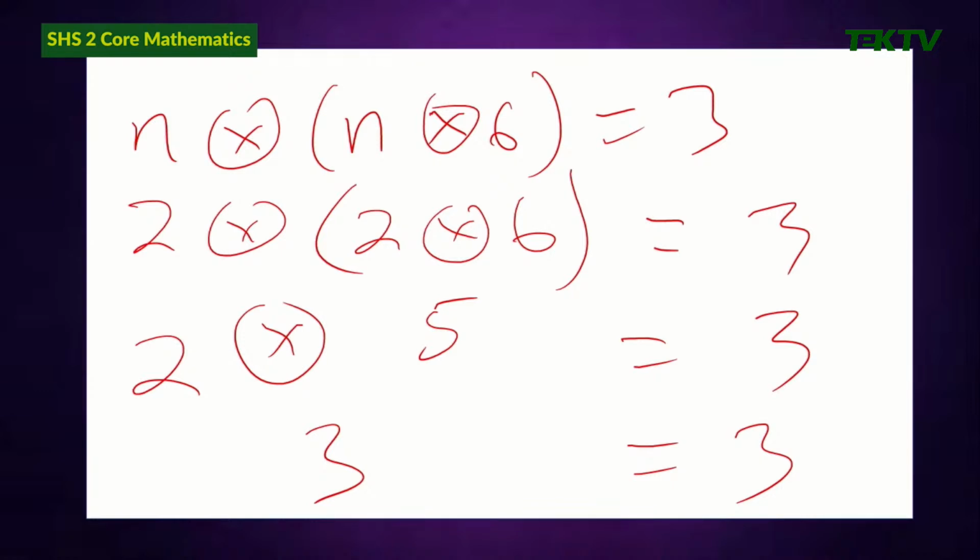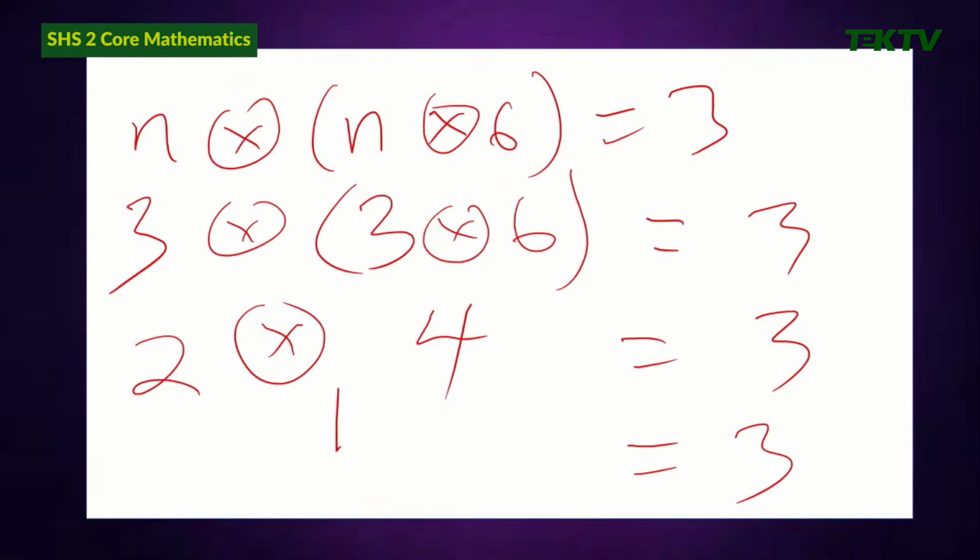The next element after 2 is 3. So in place of n, write 3 there. 3 times 6, from the table, is 4. And now 2 times the answer 4. 2 times 4 from the table is 1. And 1 is not equal to 3. So it means 3 will not help us. So far we already have 2, which gave us the right answer. Okay, let's start with 4.